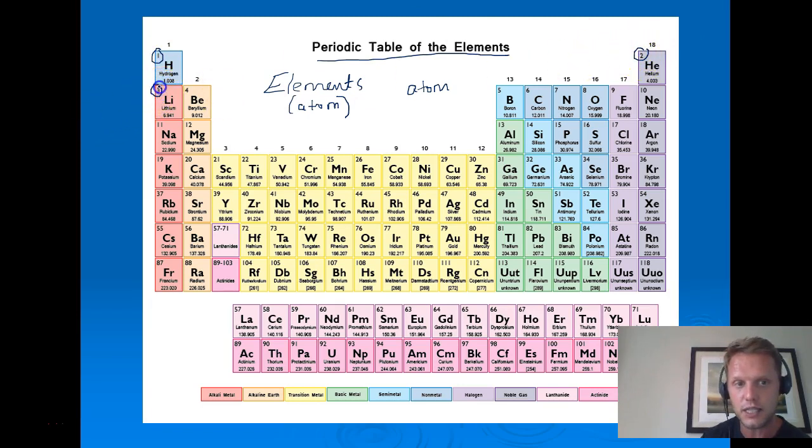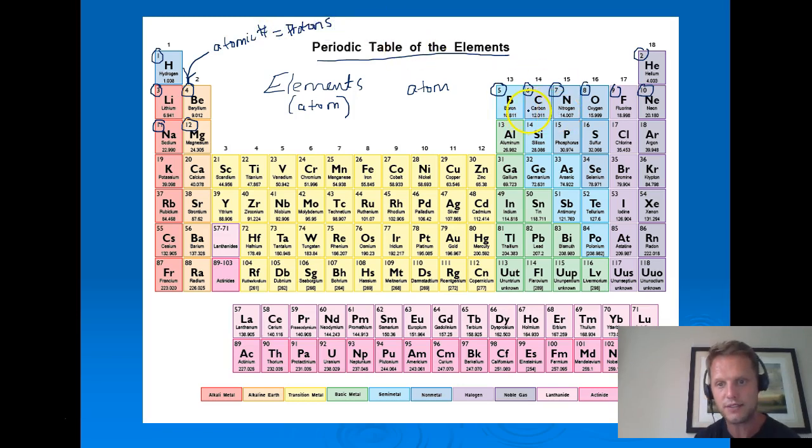Lithium is 3. Beryllium is 4. Boron is 5. Carbon is 6. 7, and so on. 8, 9, 10. And then it starts off at 11, 12, and so on. And this small number tells you how many protons there are. This is known as the atomic number. And the atomic number equals the number of protons. So beryllium has 4 protons. Carbon has 6. Where are they located? In the nucleus. They have a positive charge.